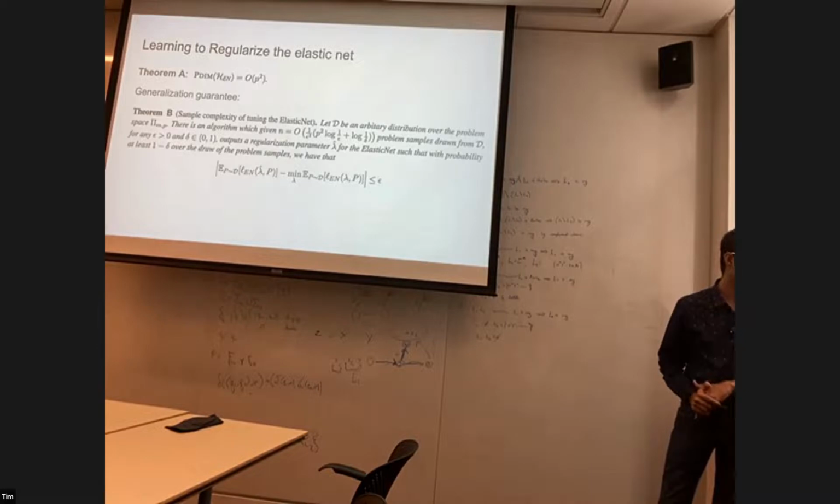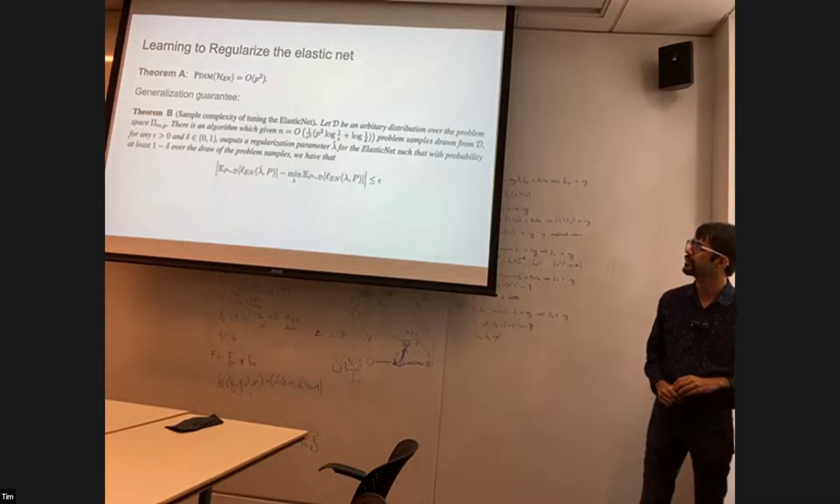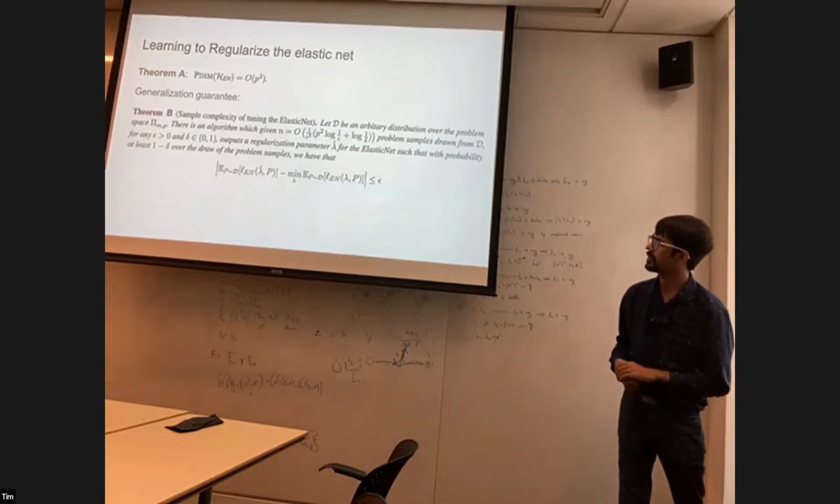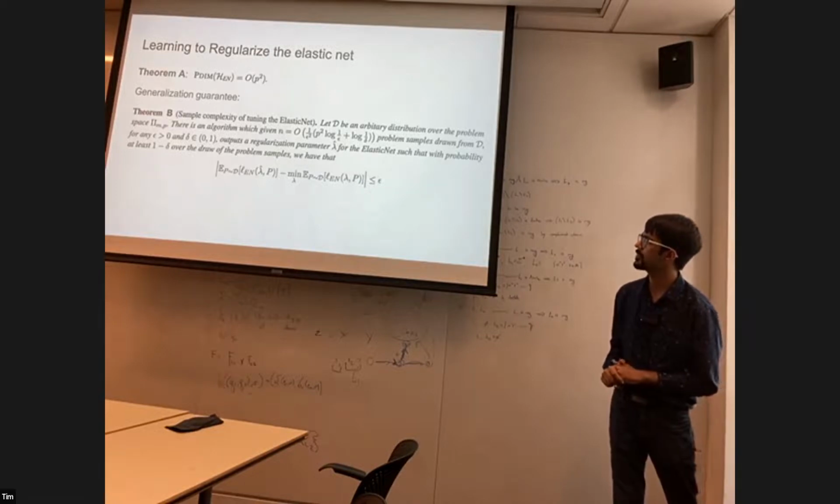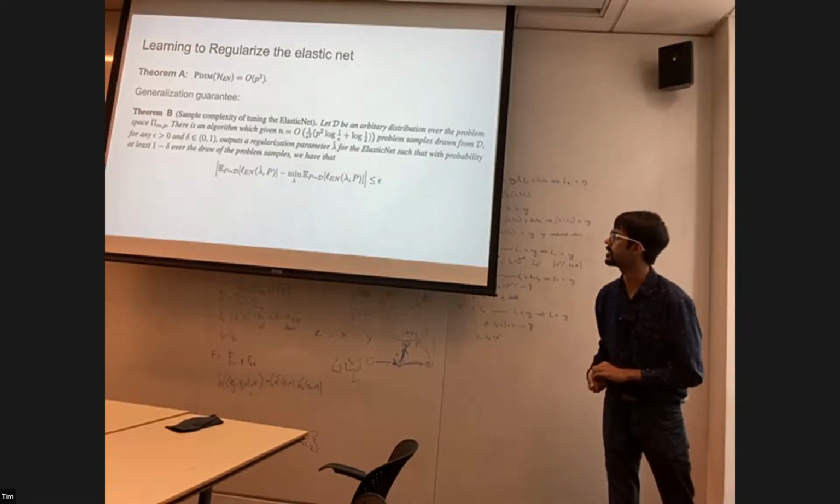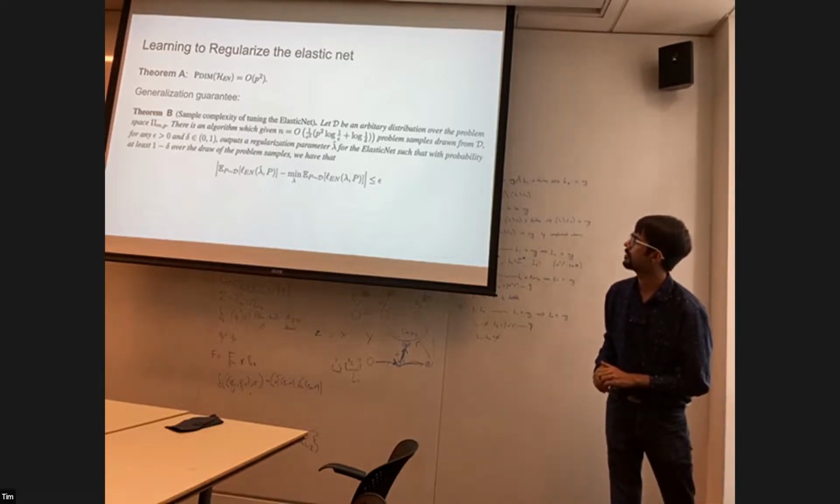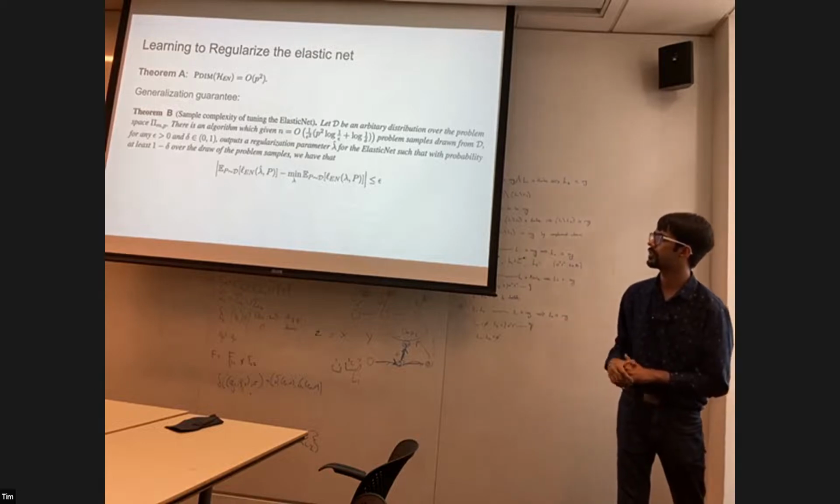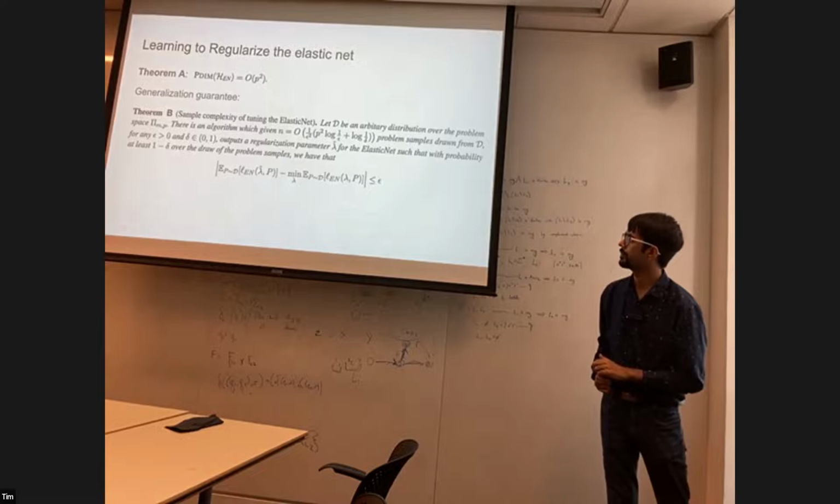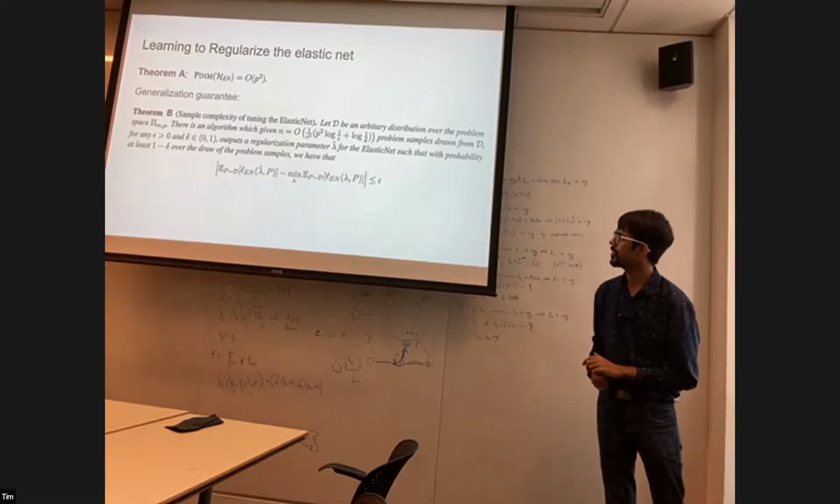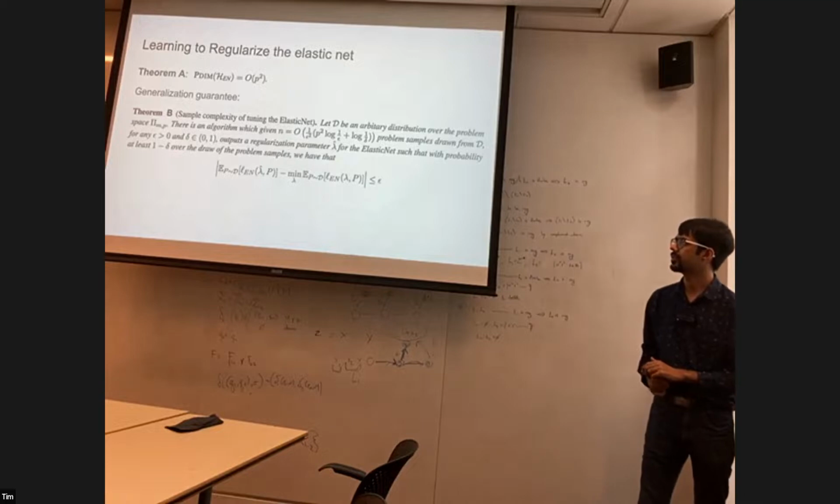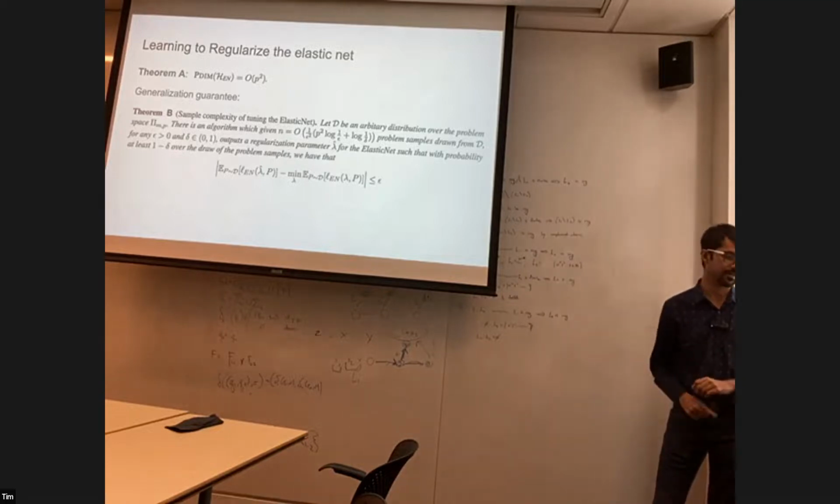Right. So this implies, using that learning theory result, the sample complexity of tuning the elastic net. If we see enough problem instances coming from the distribution D, then the regularization parameter that we will output for the elastic net, using just the ERM over the sample minimizer, will with probability at least 1 minus delta give this guarantee: the value of the learned parameter over the distribution differs from the best possible parameter by at most epsilon.